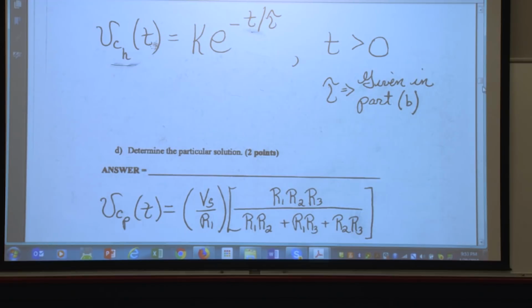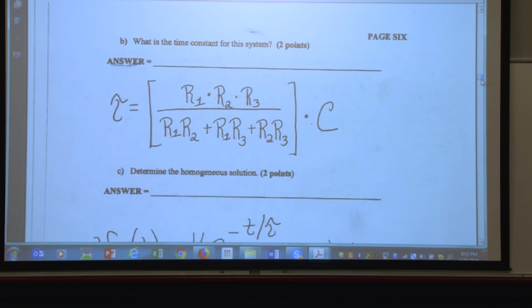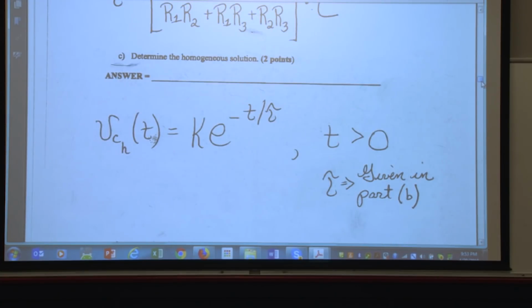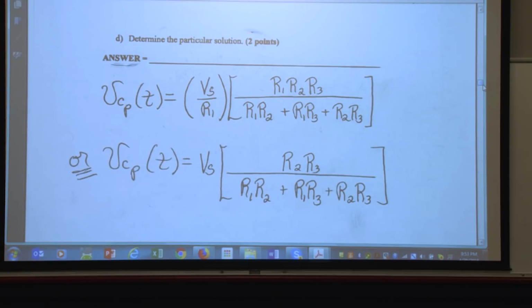No need to rewind. I'll go back. Here. Time constant, what was in front of the first derivative. Homogeneous solution, Ke to the minus t over tau, for t greater than 0, and tau is given in part B. Lastly, particular solution, right-hand side.